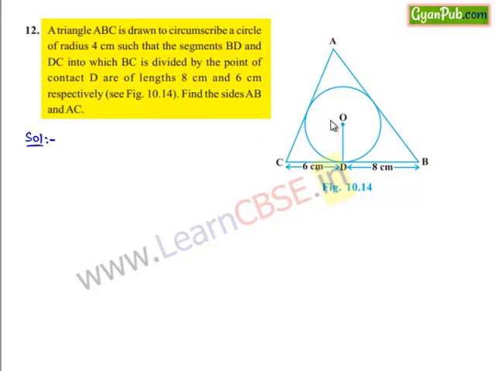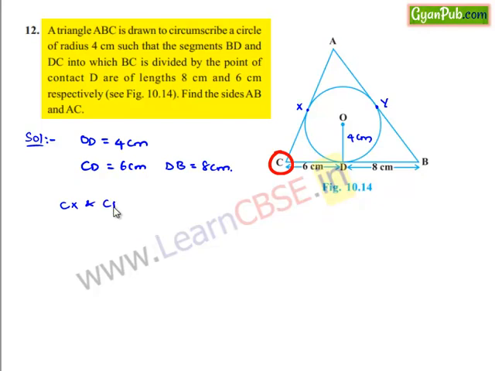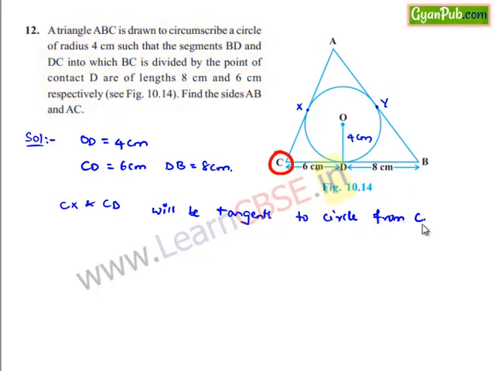Here in triangle ABC, the circle is there, that is nothing but the inner circle. The radius of the inner circle is given as 4 cm. Therefore, let us note down the given dimensions, that is OD is equal to 4 cm, CD is equal to 6 cm and DB is equal to 8 cm. Now let us consider AC is intersecting the circle at point X and AB is intersecting the circle at point Y. Then CX and CD will be tangents to the circle from common point C. We know that lengths of the tangents from any external point to the circle are of equal length. Therefore, here CX will be equal to CD, which is nothing but 6 cm.